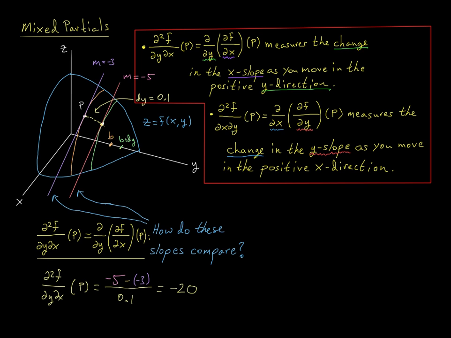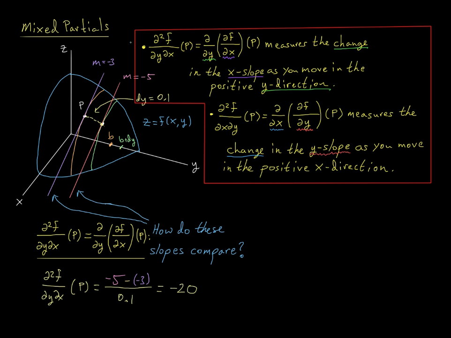Now for the xy derivatives, we basically just swap the roles of x and y. This is the x derivative of the y derivative of f, so that's going to measure the change in the y slope as we move in the positive x direction. So that'd be like looking at slopes at P in the y direction, and then we take a little step forward in the positive x direction, measure the slope again, and then see how those two slopes would compare.